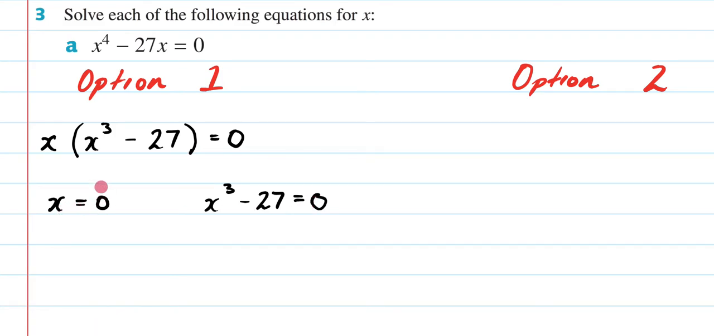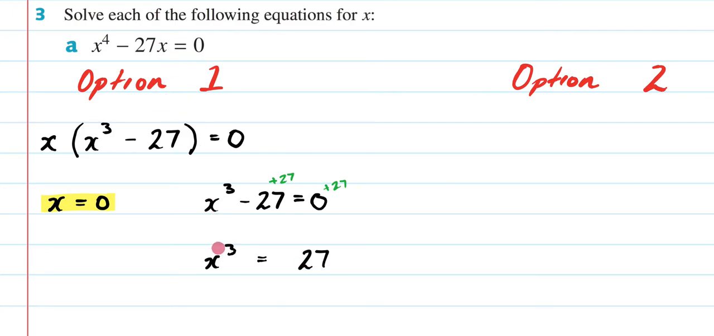Obviously, this is as good as it gets. It's x is equal to 0. So let's just highlight that. But now I need to get this in that form. I need x by itself. To do that, we're going to just have to go through a few steps. First of which is plus 27 to both sides. So let's do that. Then I'm going to get x cubed equals 27.